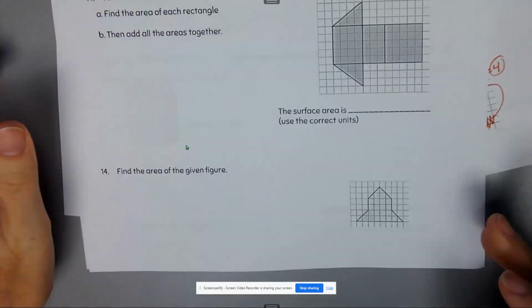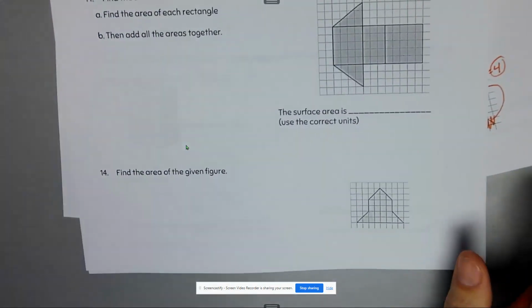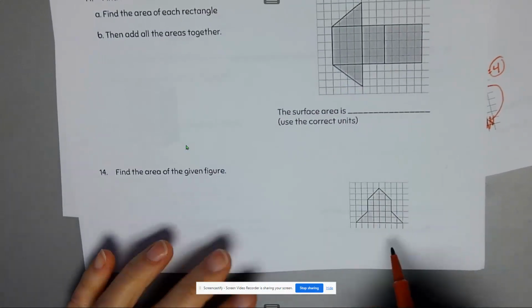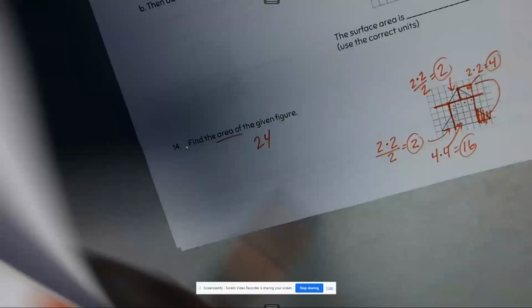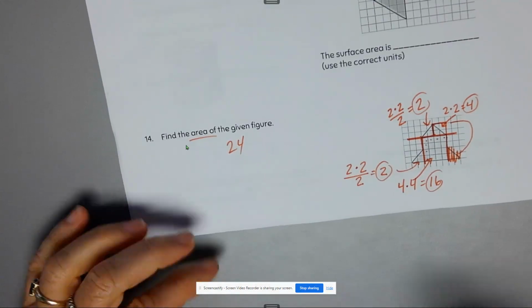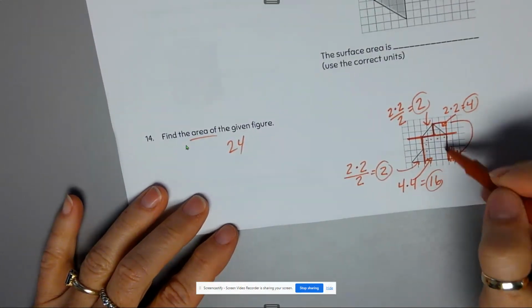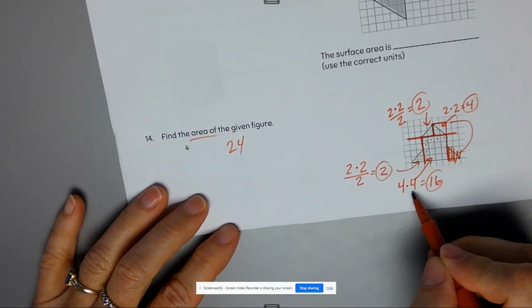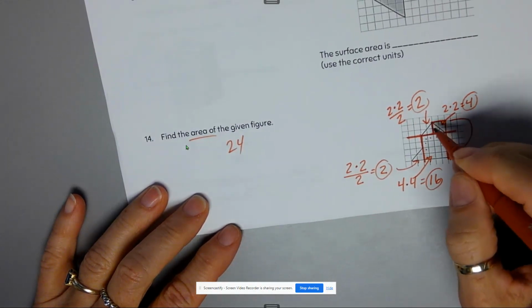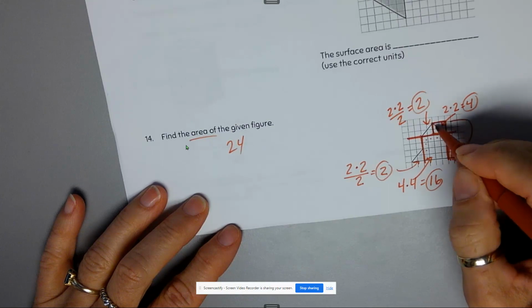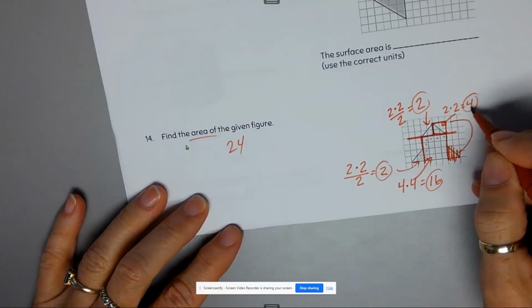Okay, the next question, find the area of the given figure. Well, this is a composite figure, so you will need to decompose into triangles and rectangles. Alrighty, I decided to make a rectangle in the center. 4 by 4 is 16. I took this little corner and put it up and made a square. It's a 2 by 2, so it's 4.